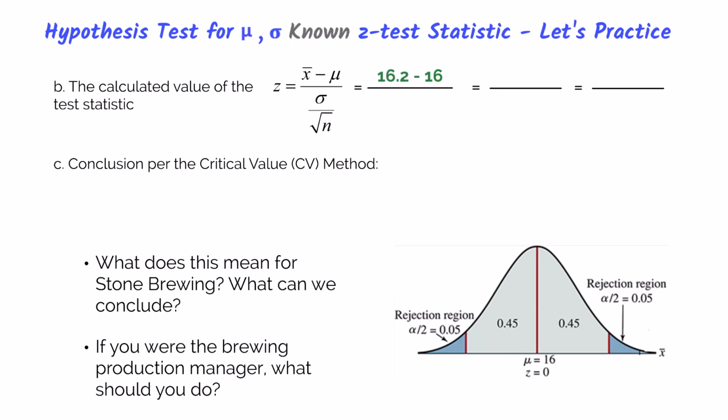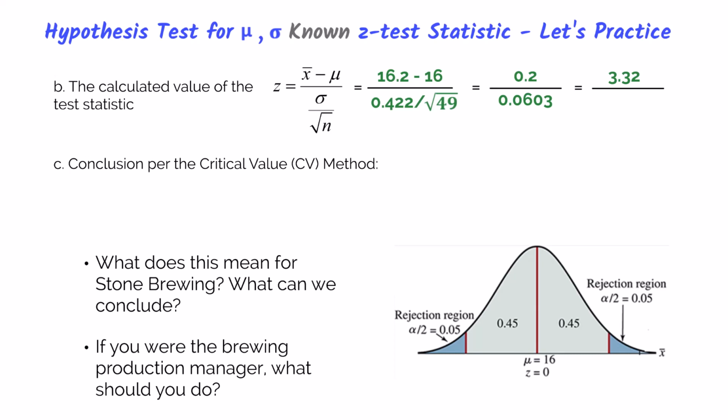So in the numerator, we have a sampling error of 16.2 minus 16, and we get 0.2. In the denominator, we have the standard error. So we take 0.422 and divide by the square root of 49, and we get 0.0603. Then we just take the 0.2 and divide by 0.0603, and we get a Z test statistic of 3.32.